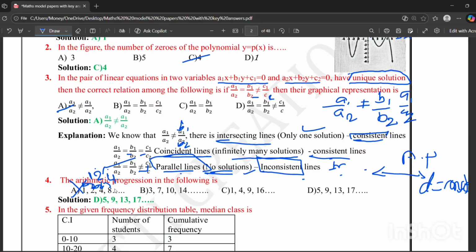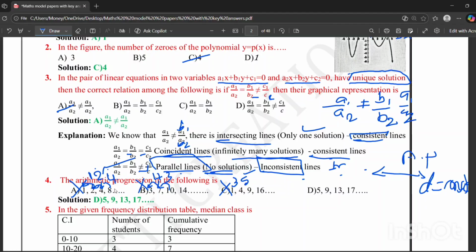So option B. Let us check B. 7 minus 3. The difference is 4. 10 minus 7. The difference is 3. So the difference is varied. So this is also not our AP. Next option. 4 minus 1. The difference is 3. 9 minus 4. The difference is 5. Here also our difference is varied. So it is also not our AP.